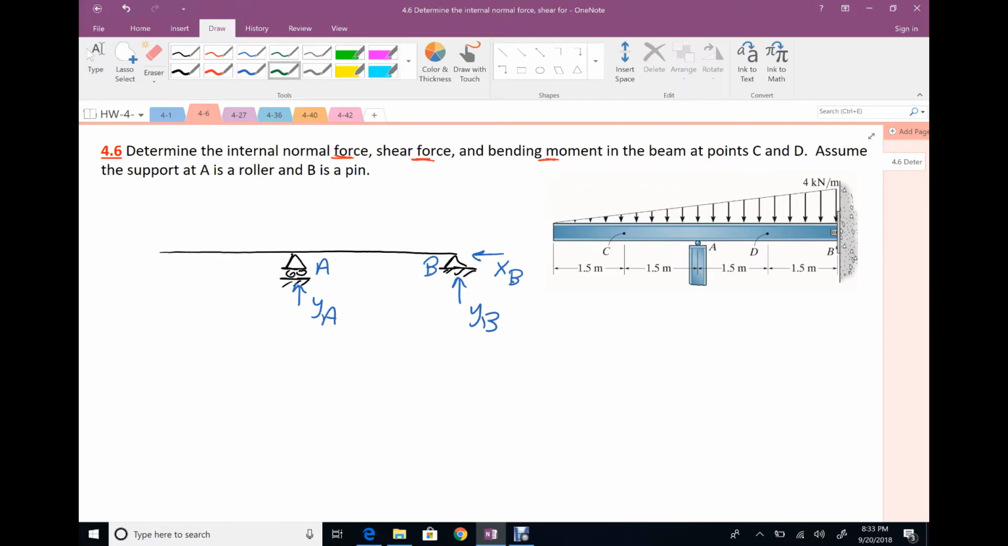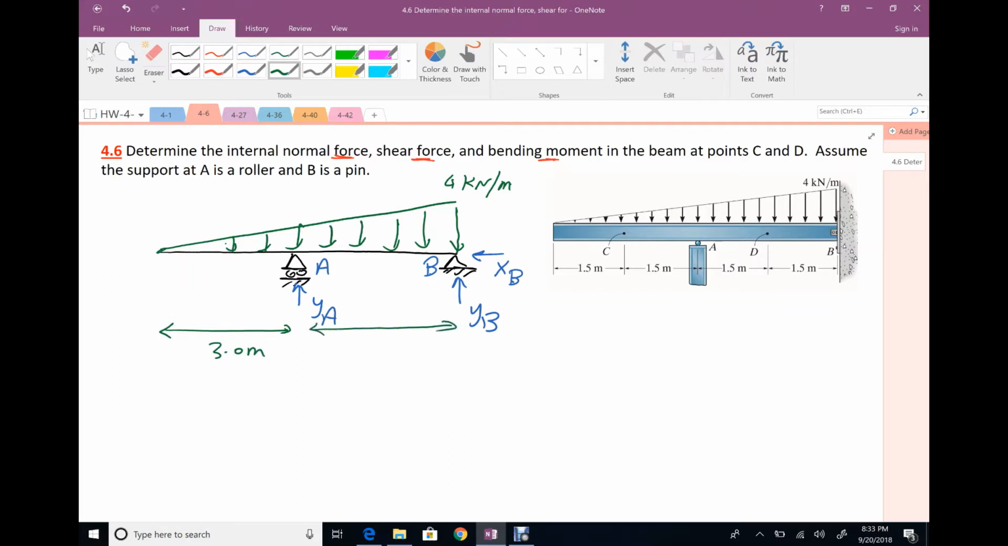We have an external non-uniform distributed load that looks like this. Its value is 4 kilonewton per meter. That distance is 3 meters, and that distance is 3 meters. So your equivalent load will look like this. Its value is 1/2 times the total distance, which is 6, times the height here, 4. The value will be 12 kilonewton.